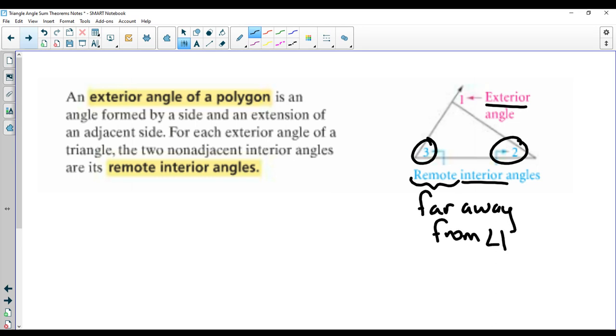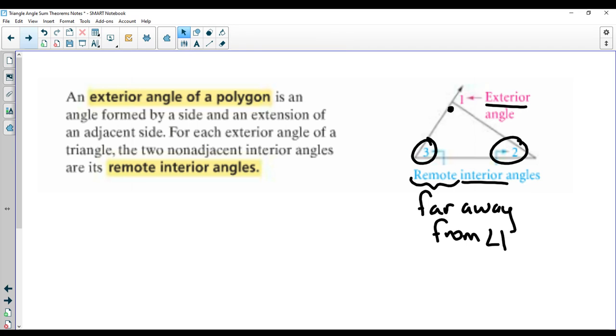They're far away from that angle 1. Because I think of remote, that makes me think you're far away from civilization and stuff. So a remote interior angle is far away from that exterior angle. They're not close. They're not this one that I just highlighted with the black dot. They're not that one. They're far away.